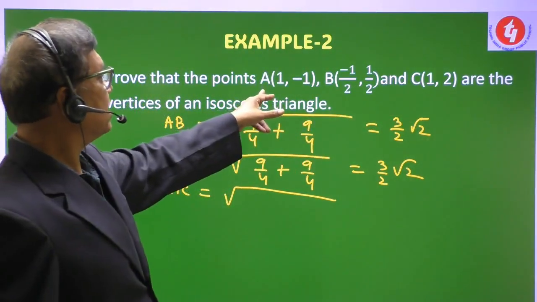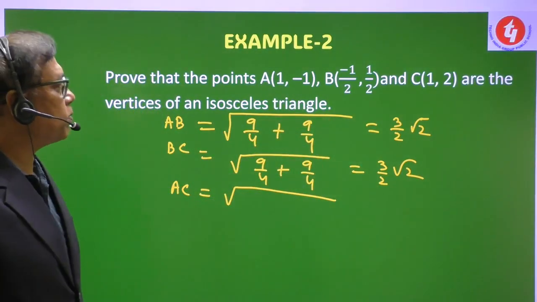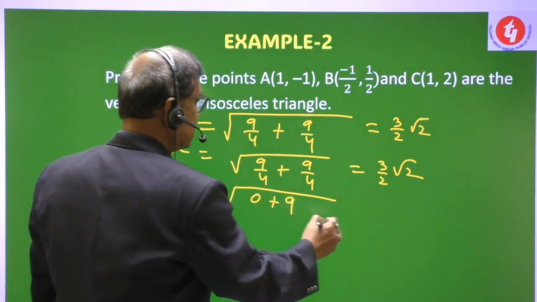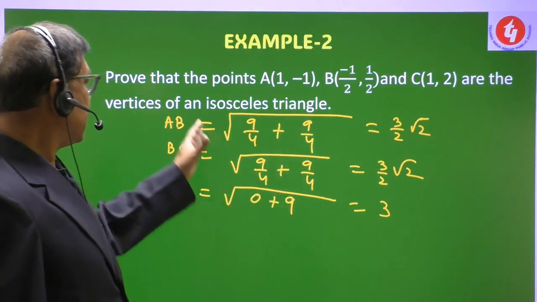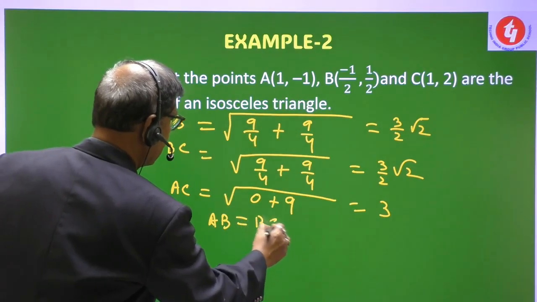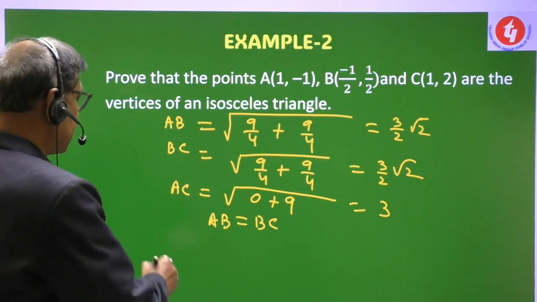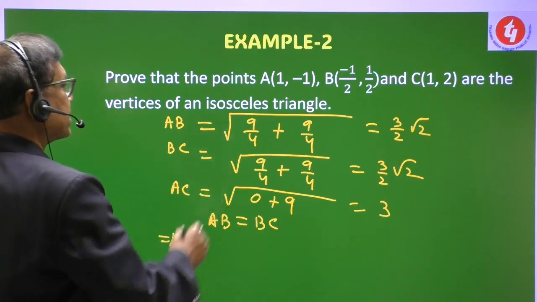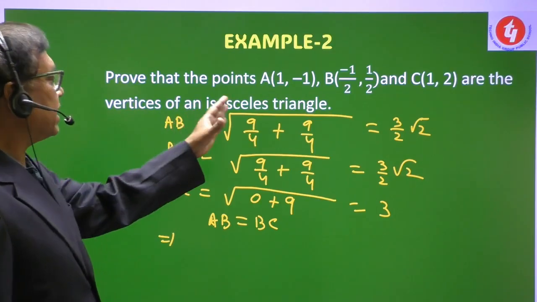1 minus 1, that is 0. 0 square is 0, and 2 minus of minus 1, that is plus 1. 2 plus 1 is 3, and 3 square is 9. So 0 plus 9, that means 3 units. Yes. So what is the observation here? AB and BC are equal, and these are not equal to AC. Yes. So this result implies the triangle is isosceles. Yes, the vertices are the vertices of an isosceles triangle.